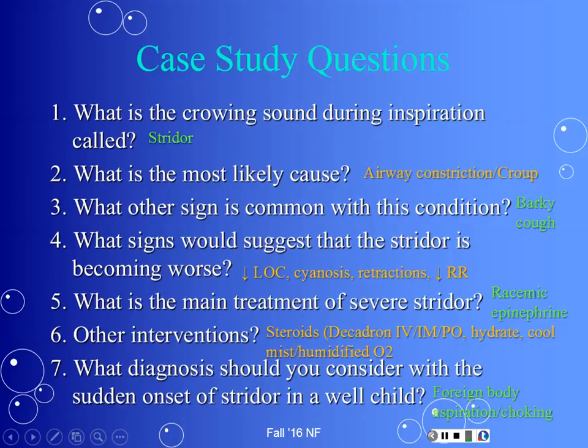Now, if I've got a kid and they've got a barky cough and they're not stridorous and their SATs are okay and they're sitting in mom's lap happy, do they need racemic epinephrine? No. Okay. If their SATs start to drop, you can put a face mask on them. If that mask being on their face upsets them, you can hand it to the parent and have them hold it. Okay. So anything like that you can do to get that humidified oxygen blowing.